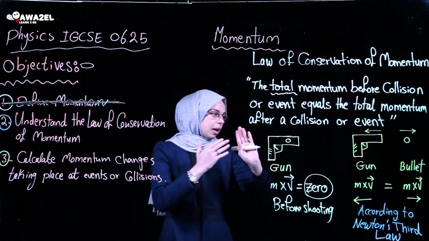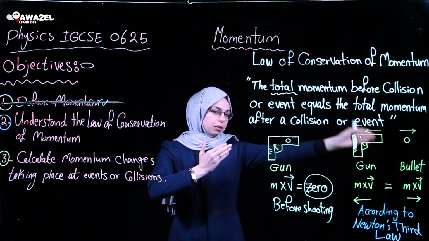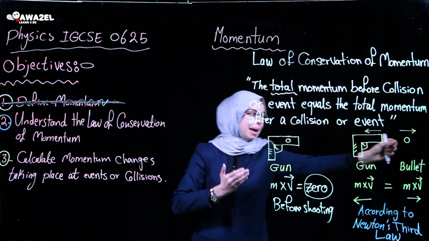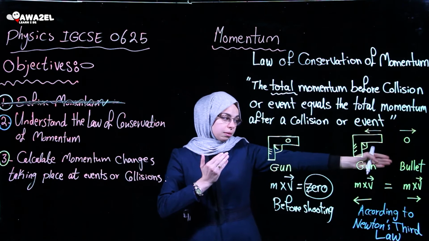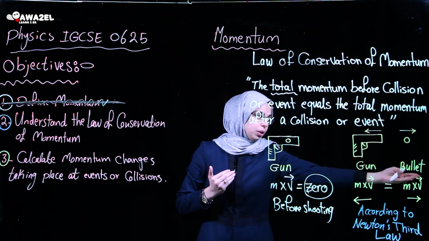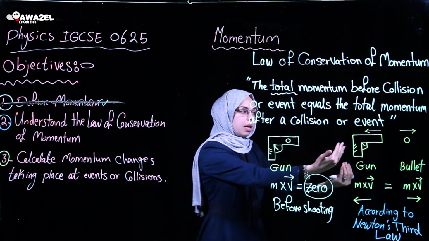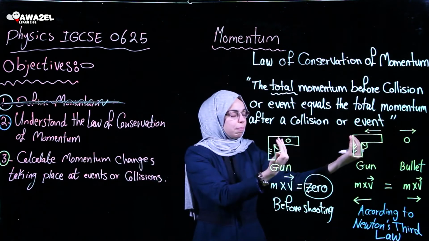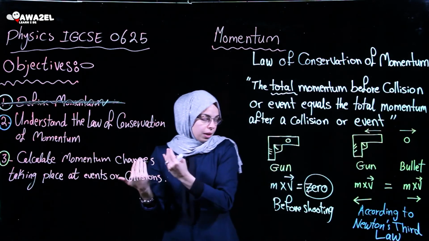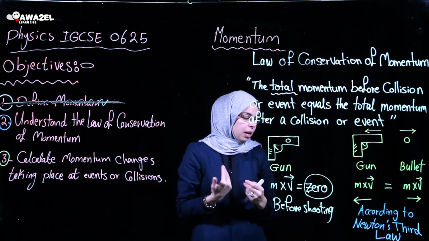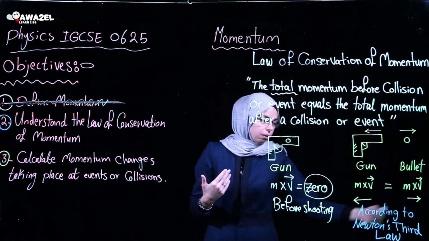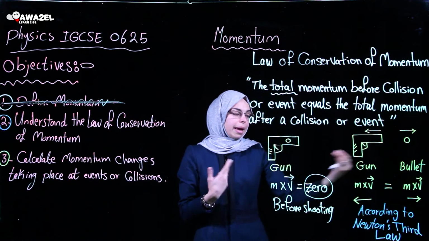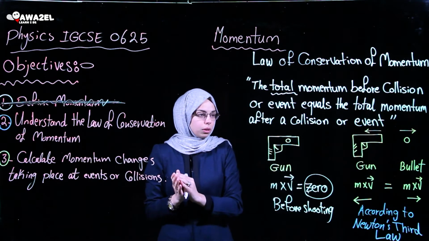After shooting, I have a forward momentum because I have a mass and velocity to the right. I have a forward momentum of the bullet, and I have a backward momentum because I have a backward velocity for the gun. And according to Newton's third law, the momentum forward has to be equal to the momentum backwards.